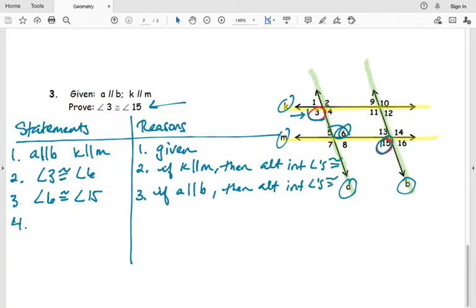All right, lastly, I know 6 is congruent to 15. 6 is also congruent to 3. So that means 3 and 15 are congruent to each other using the transitive property. And we have proven what they ask us to prove, so we're done.